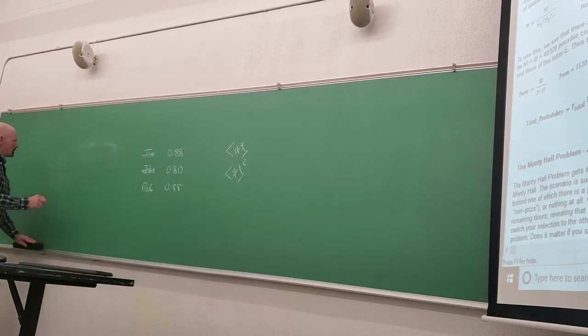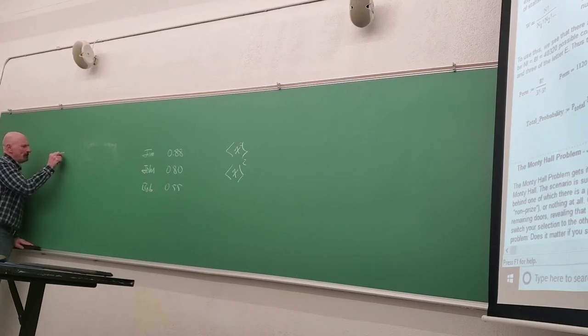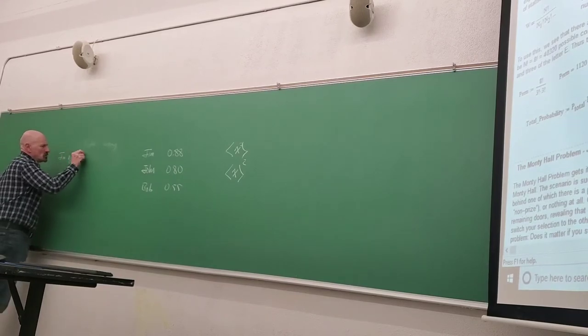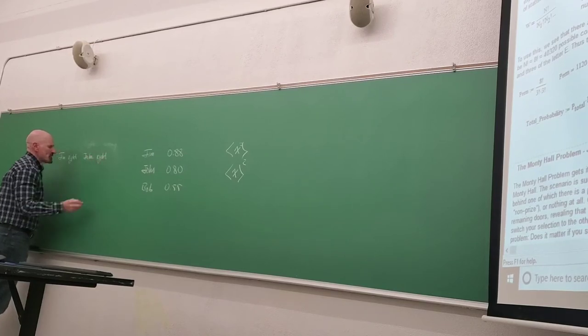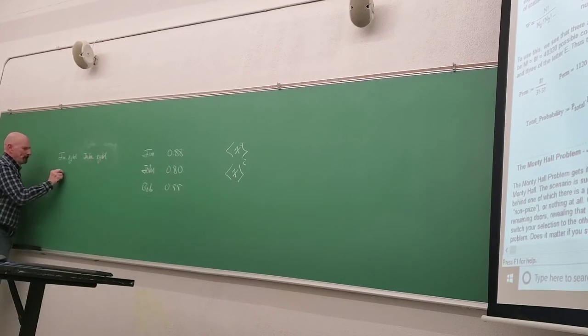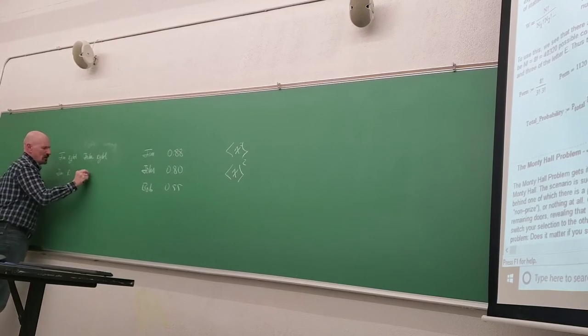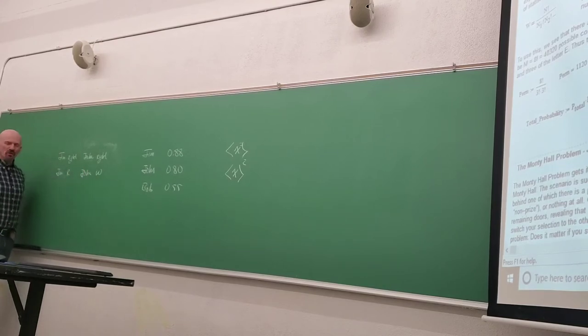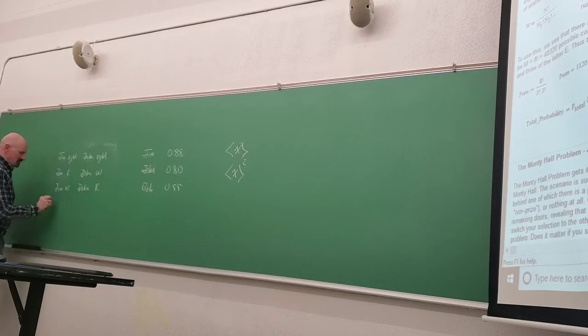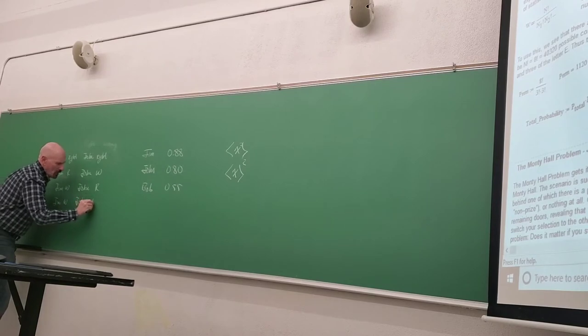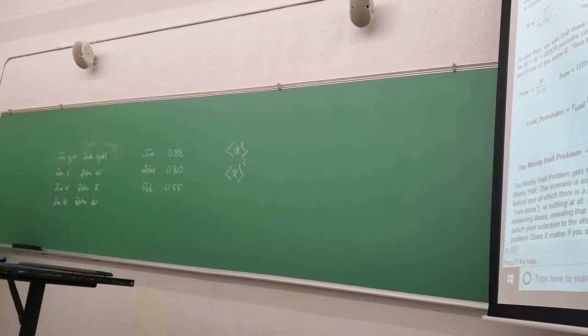Let me do it slightly different. So we have Jim Right, John Right. Okay. Then we have Jim Right, John Wrong. I'll just use W and R. Then we have Jim Wrong, John Right, and then finally Jim Wrong and John Wrong. So those are all the possibilities.